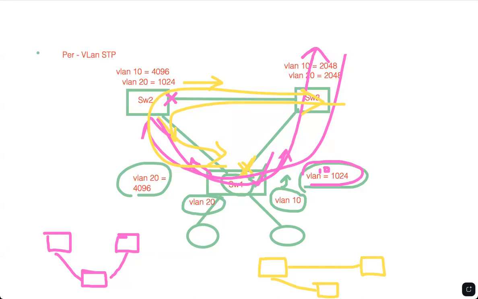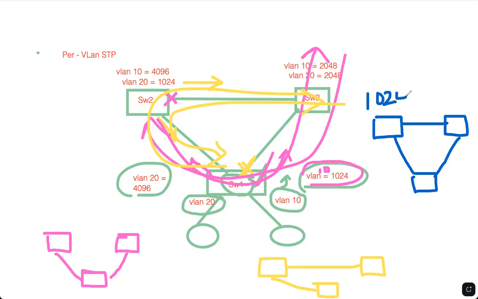Yes, sir. Okay, so let's do one thing. Let's have one more diagram. So this is our switch condition, right? This is our topology at the beginning, and we have VLAN 20 priority as 1024. This is VLAN 20 priority of 2048. And this is VLAN 20 priority of 4096. So this is the root bridge. Do you agree?